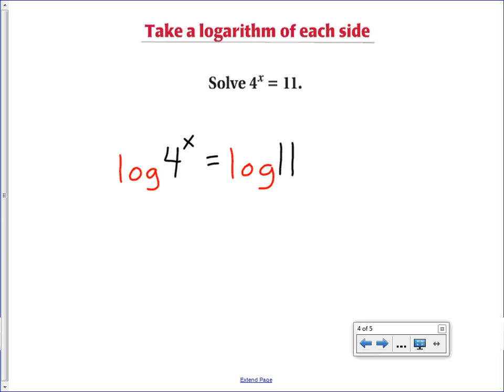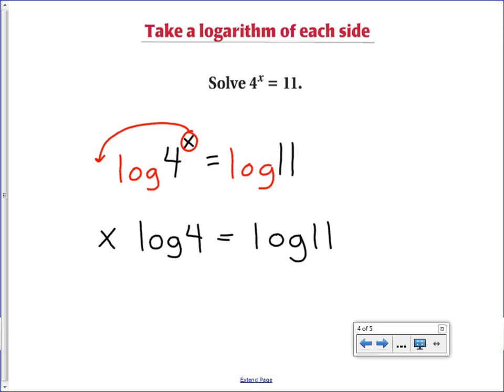And then based on my properties of logs, which we covered earlier this week, we know that this x can come down in front of the log and be written as a coefficient. So another way of writing this equation now is to have the x in front, x log 4 equals log 11. Both of these logs, by the way, are base 10. I am not showing that, and you never have to show that. You always want to use a log base 10 here because it's the one that all calculators can calculate. Okay, and we're going to use our calculator to get the final step of this problem.